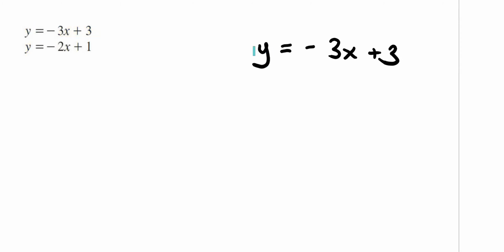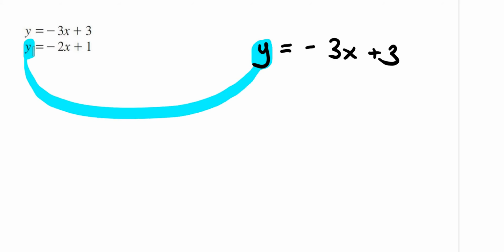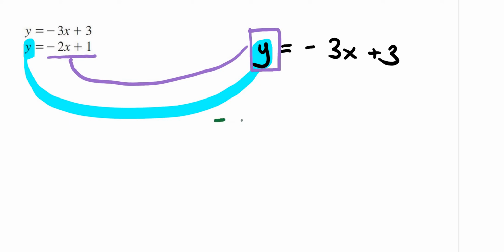Now take a look at this y right here in blue. That y is equal to this y right here. So what that means is this y on the left hand side in the purple box, I can replace all of that with negative 2x plus 1. So if I do that, I get negative 2x plus 1. And then on the right hand side, I get negative 3x plus 3.